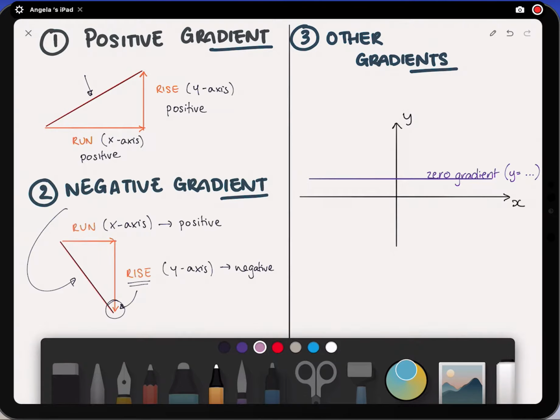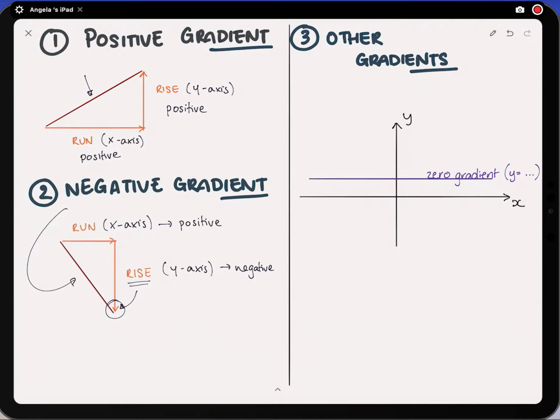And we also have what we call an undefined gradient. So I'll just write undefined gradient. That's represented by an equation that looks like x equals a number. So in this case, it would be a negative number.